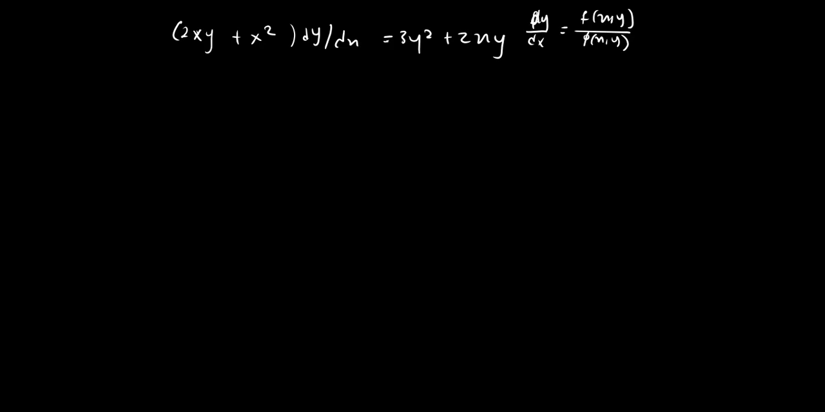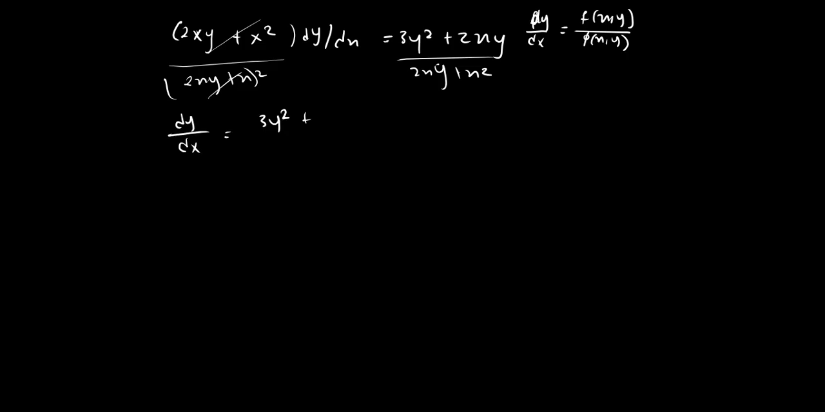So very quickly, what we're going to do now is divide both sides by 2xy + x², and the reason we are doing that is so that we can get dy/dx to be alone. So we have (2xy + x²) over (2xy + x²), which cancels out, and then we have dy/dx = (3y² + 2xy) over (2xy + x²).